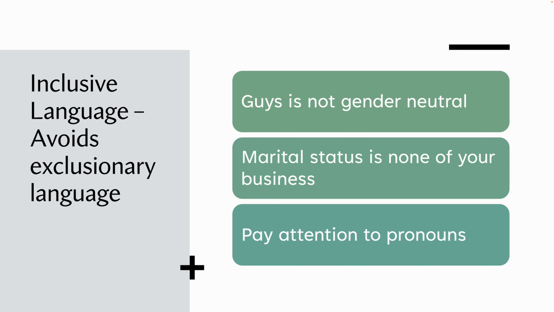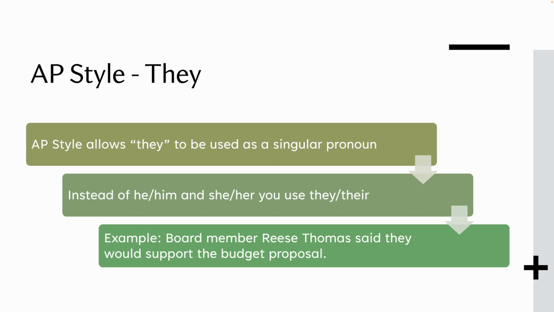Pay attention to pronouns. Obviously, we've talked about the idea that people have preferences, and you should be able to accommodate whatever their preference is in terms of their identity. So the AP says it's okay to use they as a singular pronoun instead of he or him or she or her. For example, board member Reese Thomas said they would support the budget proposal. In that case, you would probably have some prior knowledge of Reese Thomas and know that that's what they prefer.